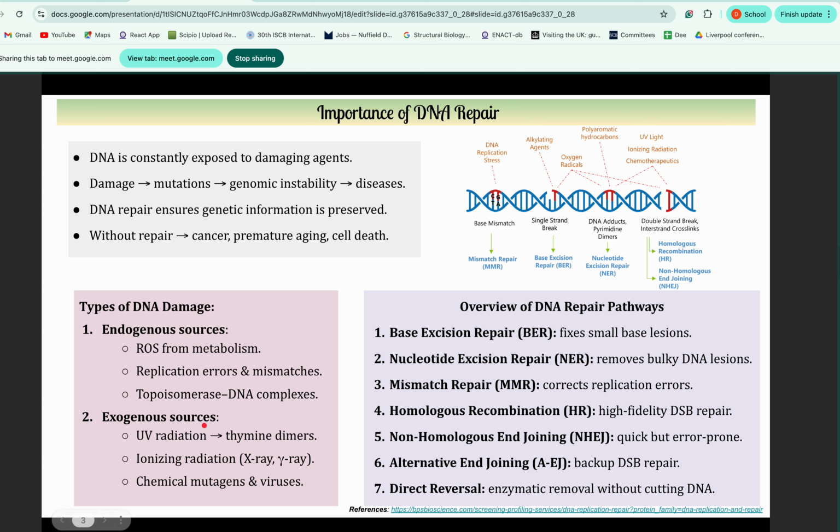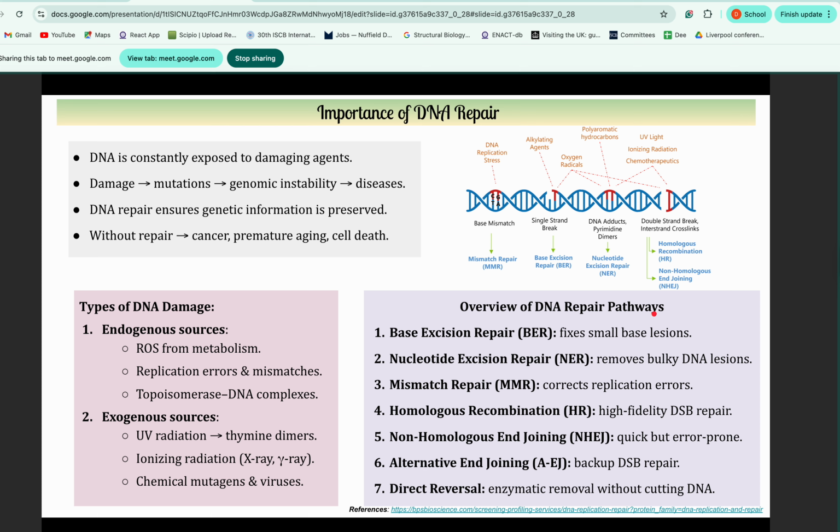Then comes exogenous sources. That means some external agents such as UV radiations, which lead to the formation of thymine dimers, and ionizing radiations such as X-rays, gamma rays. So if you are frequently exposed to these radiations, then there are chances that your DNA might get damaged, but one or two seconds, or a lesser time interval of exposure, is not that harmful. Then comes chemical mutagens and viruses. So these are also exogenous sources that can damage your DNA.